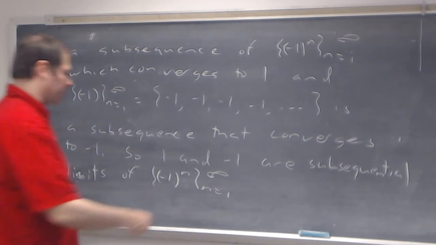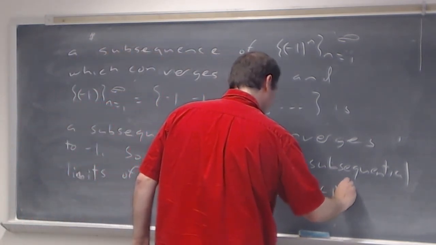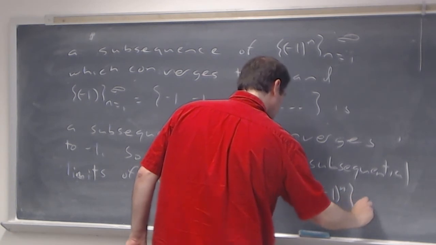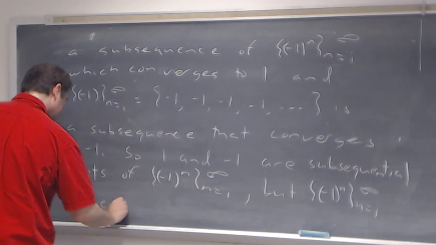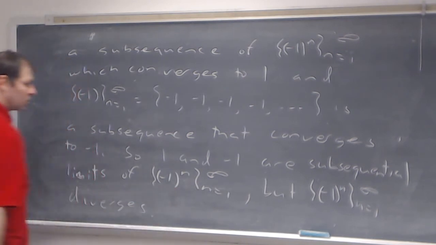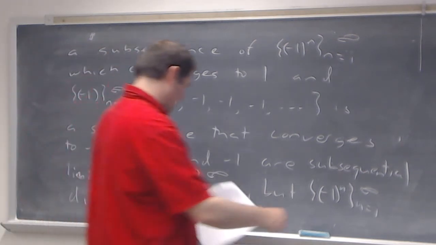But one thing I want you to know is that the sequence minus 1 to the n diverges. There isn't a single real number that, after some point, all of those terms are arbitrarily close to it. Okay, let's look at a fact.